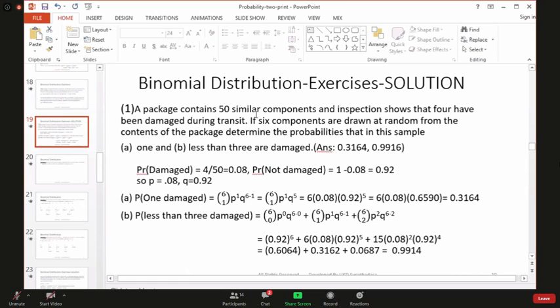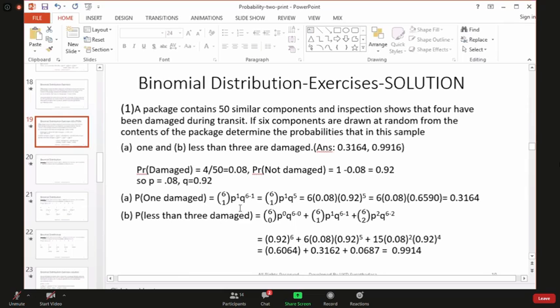We are choosing 6 components. So read the question: if 6 components are drawn at random out of 50, we are selecting 6. Then it asks us to calculate the probability that the sample has 1 and less than 3 damaged. That's the question.